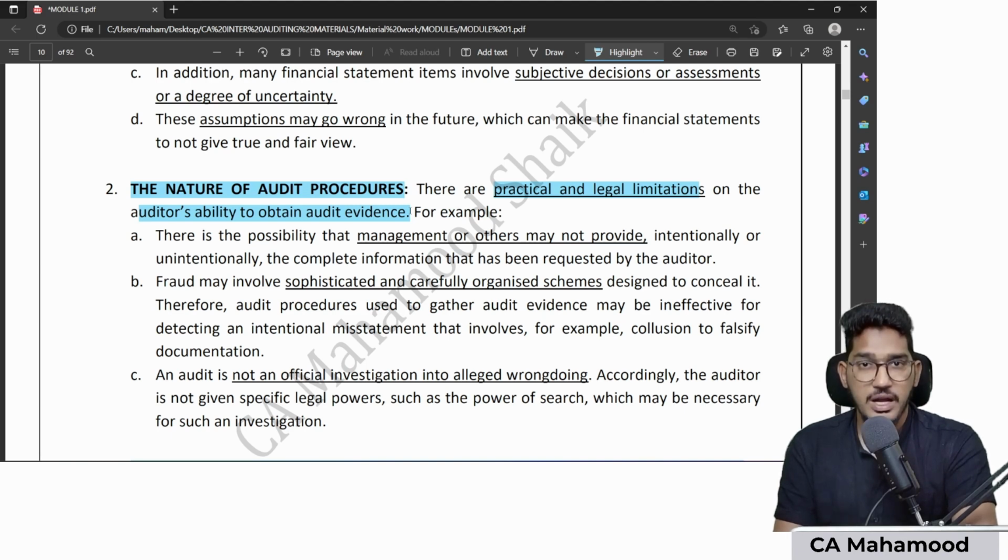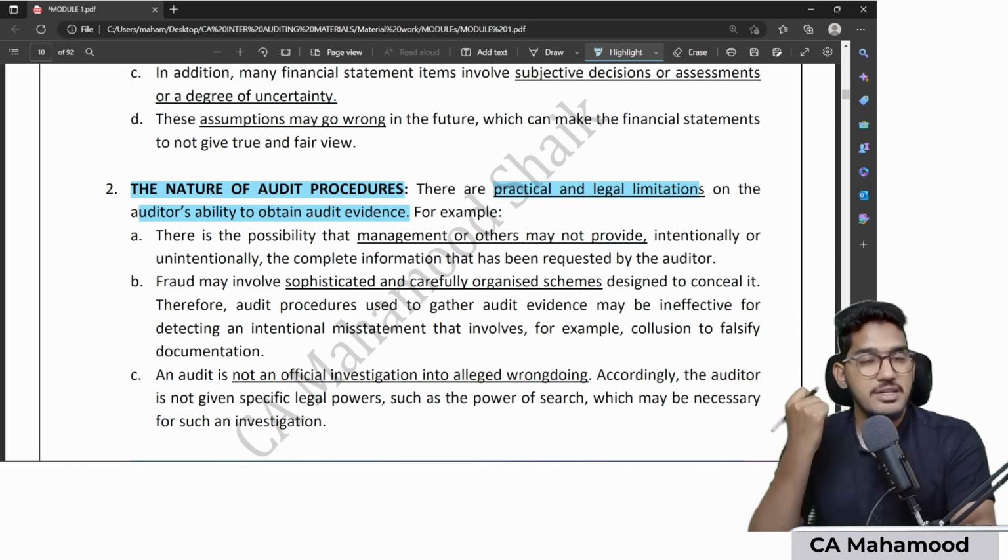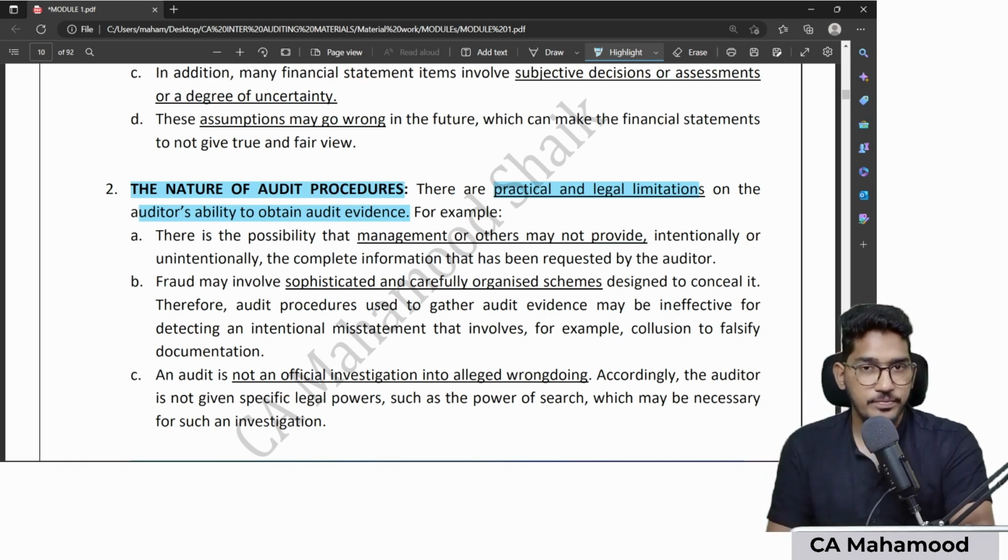And if you are expressing the opinion without obtaining the evidence, then obviously there is a chance of your opinion going wrong. So that is the limitation associated with the nature of audit procedures. Because of some practical limitations or some legal limitations, the auditor will not get all the evidence required.